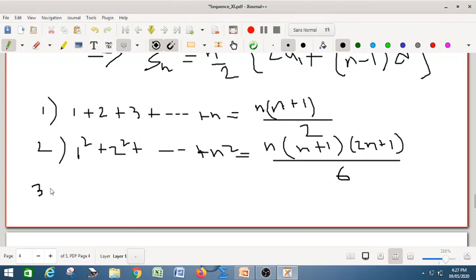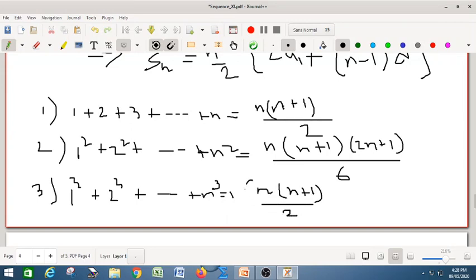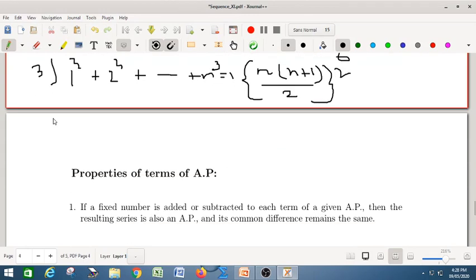And the last one, the sum of cubes of natural numbers, that is 1 cube plus 2 cube plus up to n cube, is also useful, and this is given by n into n plus 1 by 2 whole square. So these are the very important results in AP.